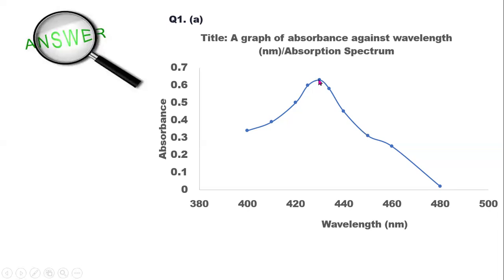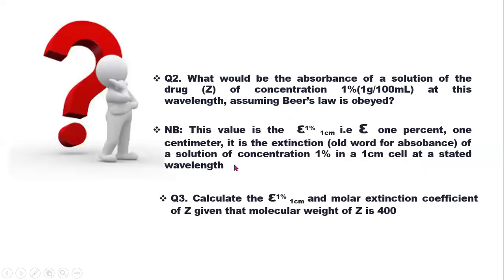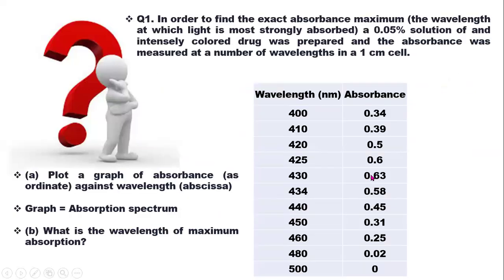Okay, so look at the region where you have maximum absorption. You trace down and see what the wavelength will be there. Look at it between 420 and 440. So if you go back to the values that you have, that value falls between what? That falls between 420 and 440.